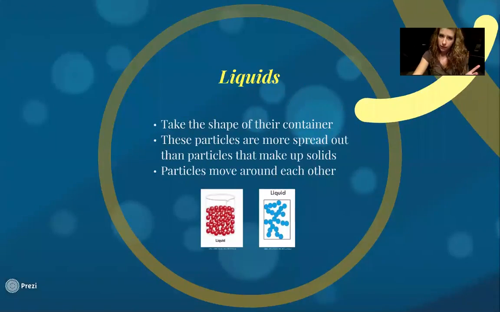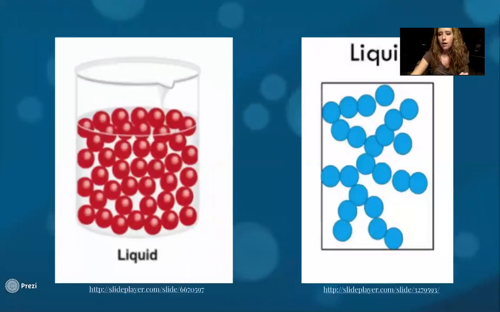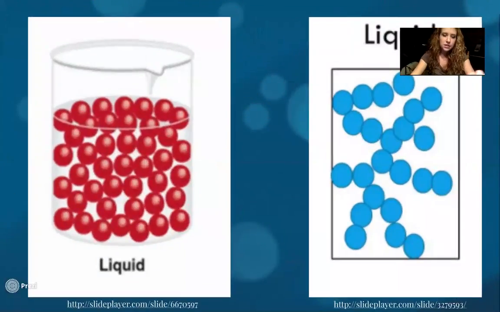Now, liquids are different. They take the shape of their container, and their particles are more spread out than the particles of solids. They move around and flow back and forth. As you can see in this picture, the particles are farther apart, and that's the difference between solids and liquids.